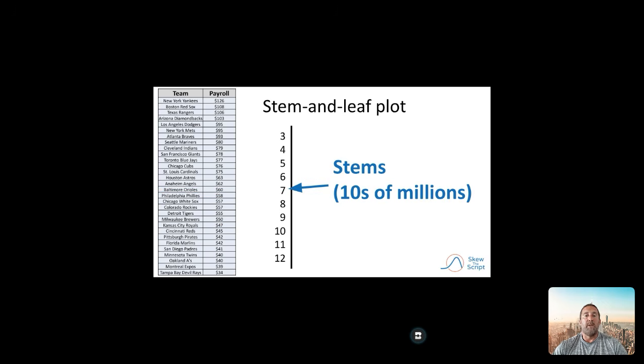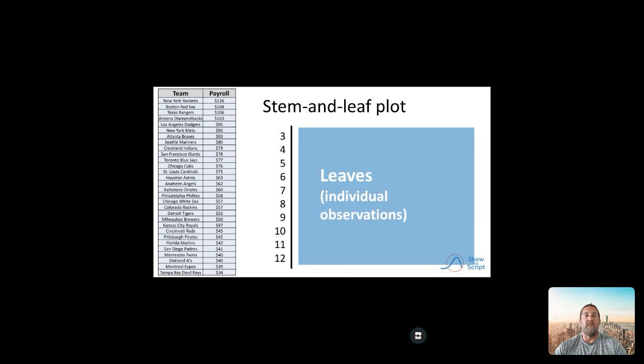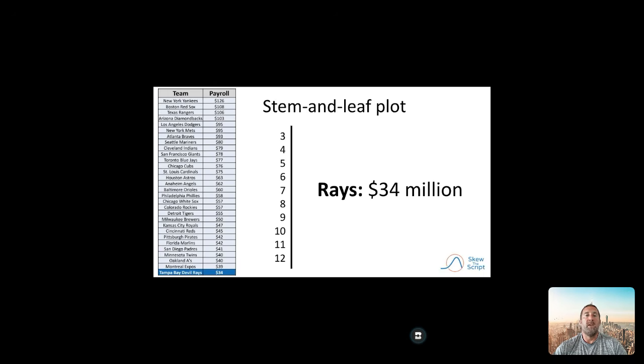So what we can do is put the teams into groups of tens of millions of dollars, starting from 30 million to 40 million, all the way up to 120 million. We call these groupings the stems. Think of them like the stems on a plant. From the stems, we will extend the leaves, or the individual values of each team. For example, the Tampa Bay Rays had the lowest payroll at $34 million. We can represent this payroll using the $30 million stem and giving the Rays a leaf of 4. Together, this stem of 30 and leaf of 4 represents $34 million, or the Rays payroll.